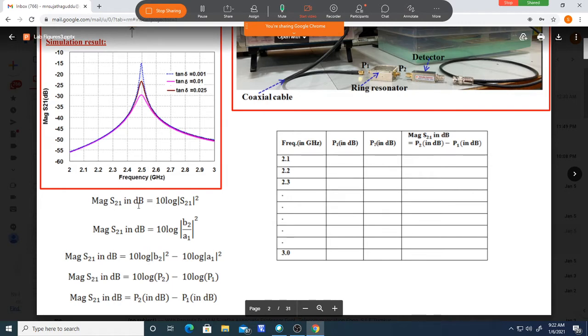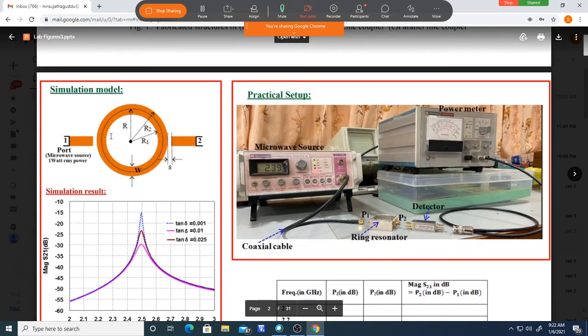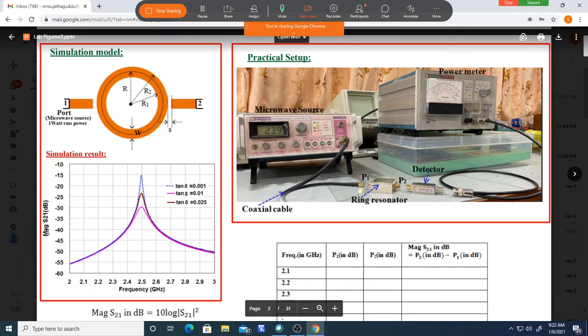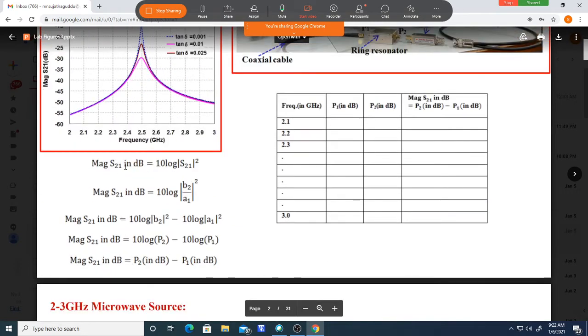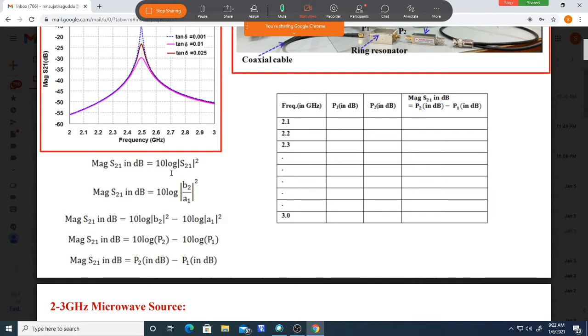We are plotting the magnitude of S21 in dB like this. In simulation, this is what we are plotting, and all of you did it. What is the magnitude of S21 in dB? It is 10 log of the S21 magnitude squared. What is S21? It is B2 by A1. Because this is a voltage ratio, to get power we take the square of it. So B2 by A1 magnitude squared gives the power here.